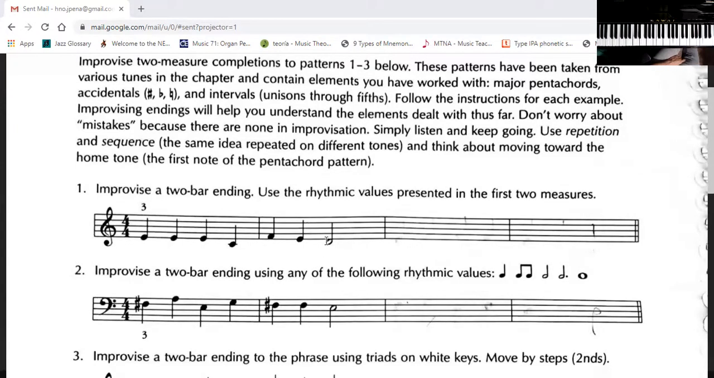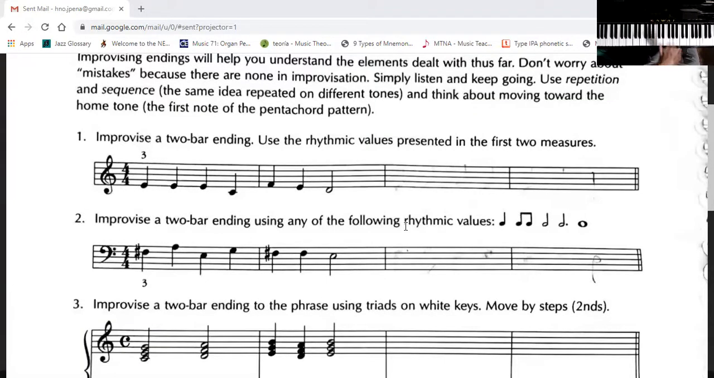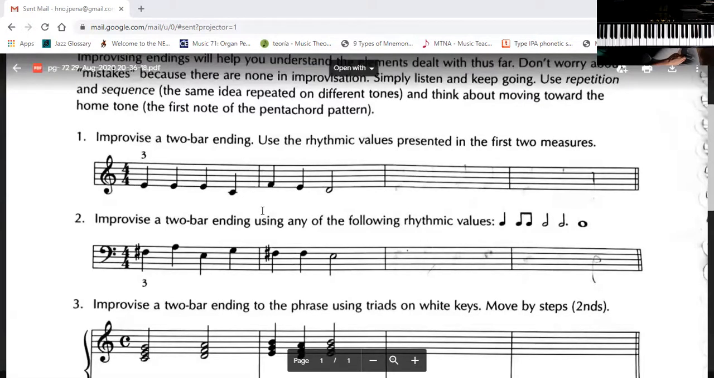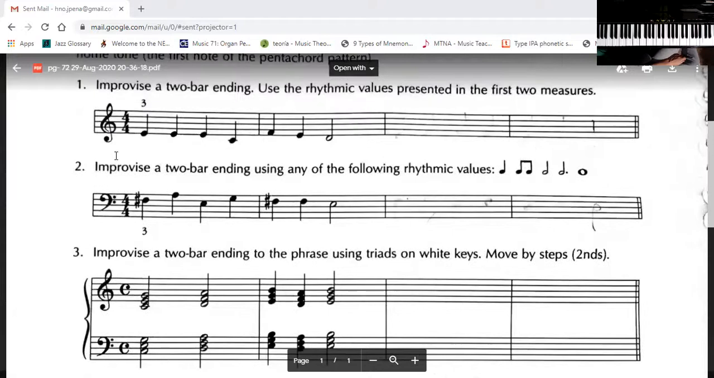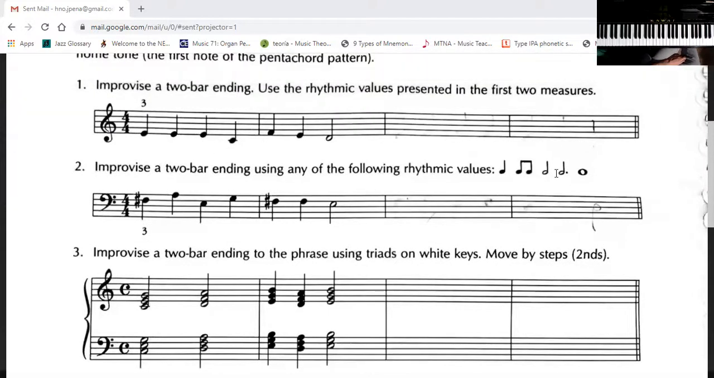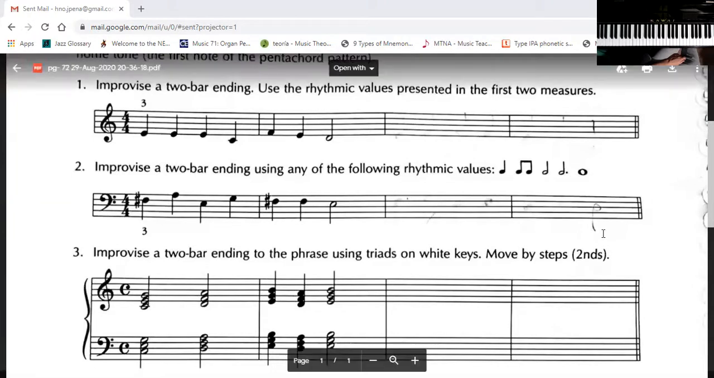Now, when you create your contrast, really, really practice all those elements again and try to come up with some good stuff. Remember, don't write it down. Try to remember it. Make and send me audio recordings if you need to remember it, but only do it with the sound. Next, number 2, we're going to improvise a 2-bar ending using any of the following rhythms. We have quarter notes, eighth notes, half notes, dotted half notes, and whole notes.